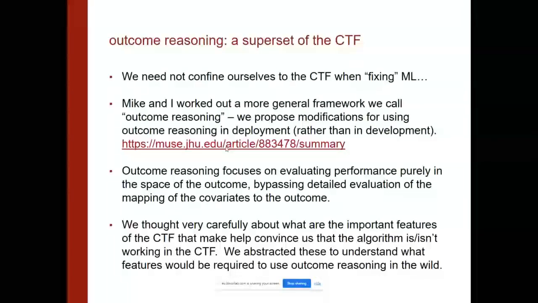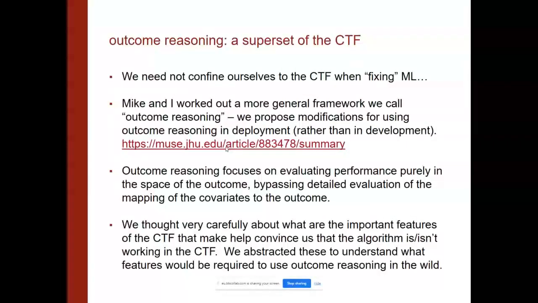But we thought, okay, given that's what's happening, what are the really important features of the CTF? Because we're no longer linking the behavior of the algorithm and our understanding of the behavior to the predictions that it's making. So why do we trust the process so much with machine learning? What are the important features that allow us to trust a machine learning algorithm?